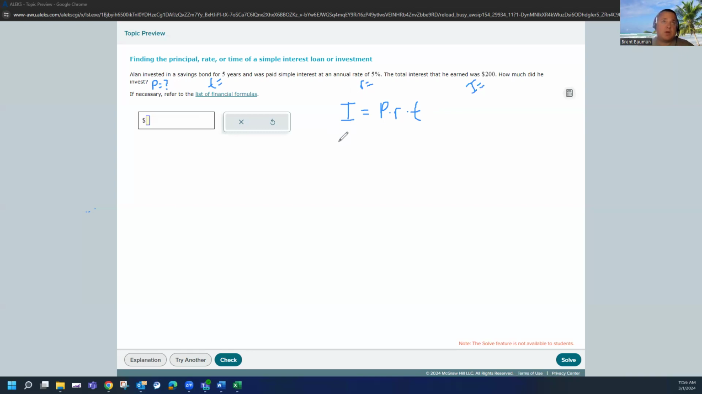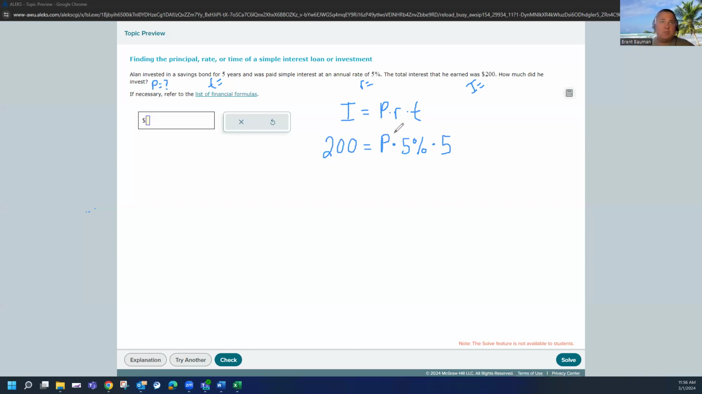So interest, our I, we're given is 200. The principal, or the amount invested, is unknown, times the rate, which is 5%, times the T, which is 5.